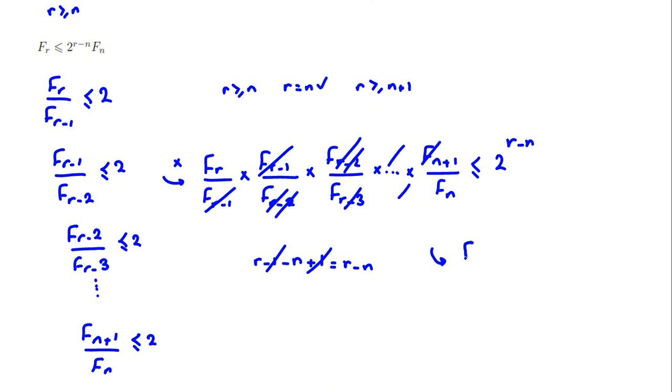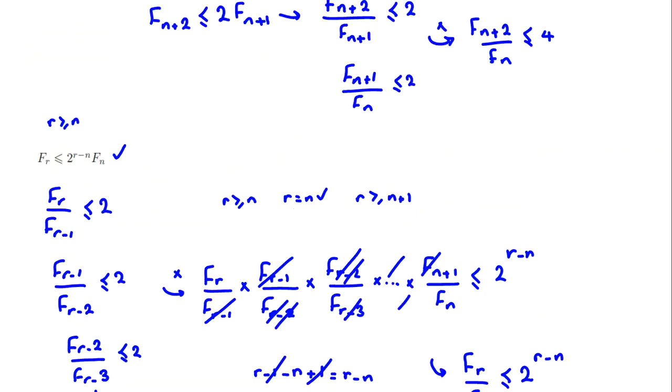So we will prove that f(r) over f(n) is less than or equal to 2 to the r minus n, and this part, f(r) is less than or equal to 2 to the r minus n times f(n). And we proved this part. Also, you could easily prove it by induction. I just wanted to show you how you can prove it with a telescoping product.